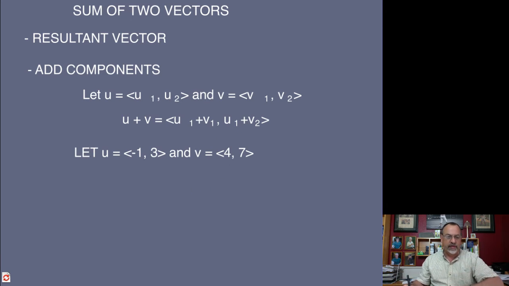Okay, so very simple. If I want to add vector u and vector v, I simply add -1 and 4, those are the a components, and then I add the 3 and the 7, those are the b components, so the resultant vector is the vector 3, 10.